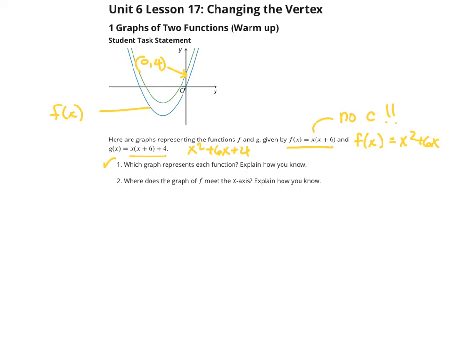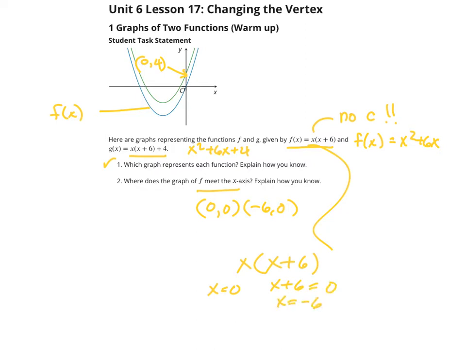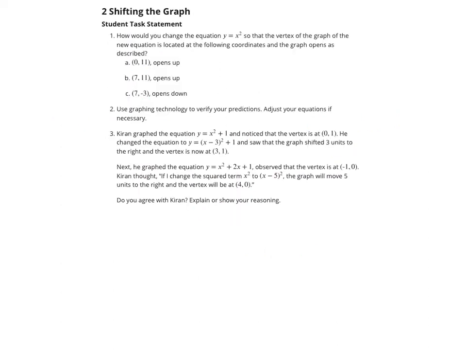And then where does the graph of f meet the x-axis? I already said that. At the origin and negative 6. If I take this equation, x times the quantity x plus 6, I set each piece equal to 0 and solve for x. So it crosses the x-axis at 0 and negative 6. Those are the x-intercepts.